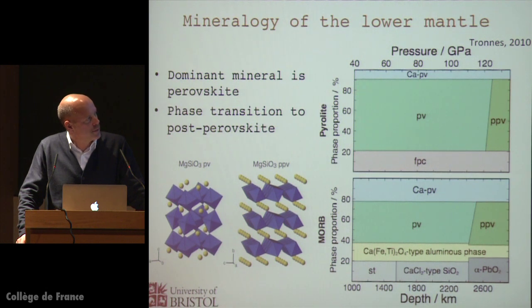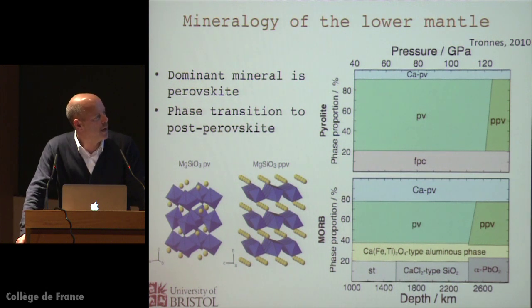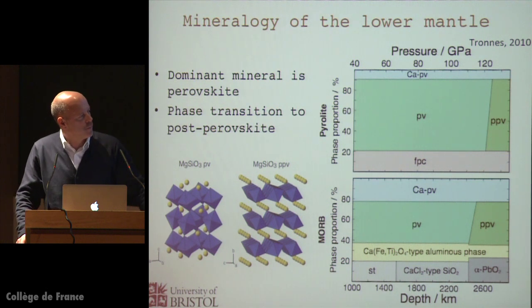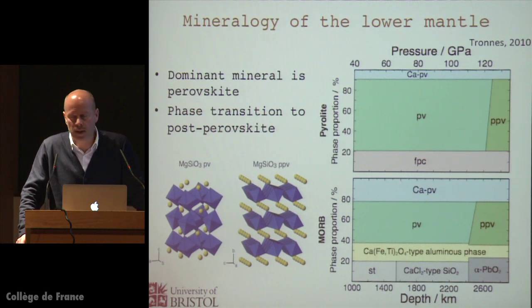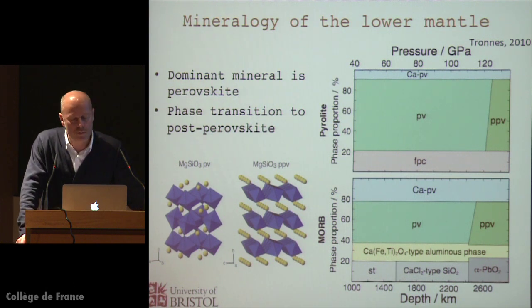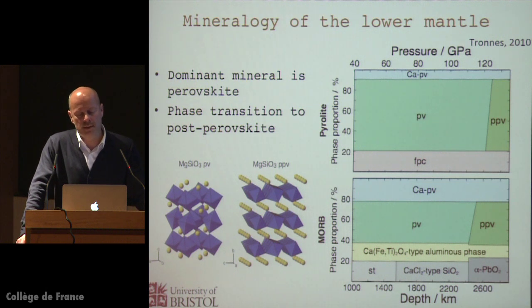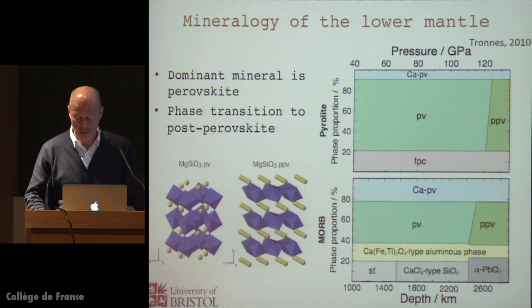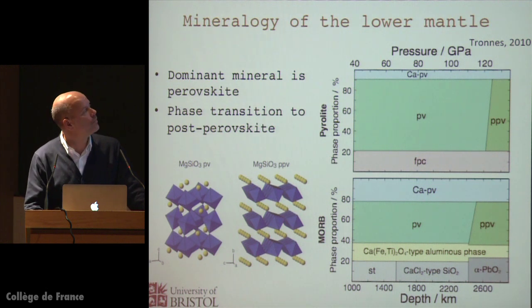Then in the pyrolytic mantle, there's ferropericlase constituting about 20%. In the more MORB-like mantle, where there's more aluminum, calcium, and other things, you get stishovite and a columbite type phase. But what I'm going to concentrate on in this talk is this transition from perovskite to post-perovskite, and the properties of post-perovskite.